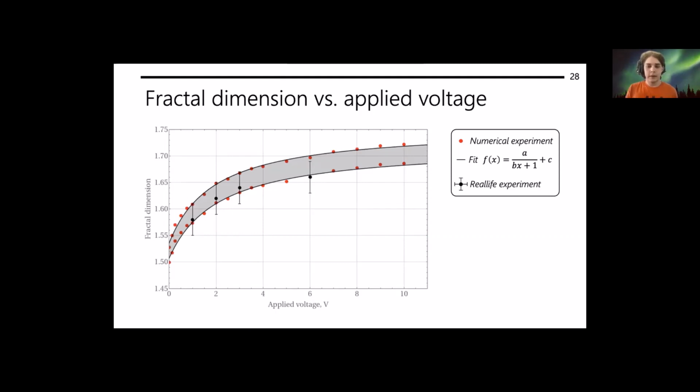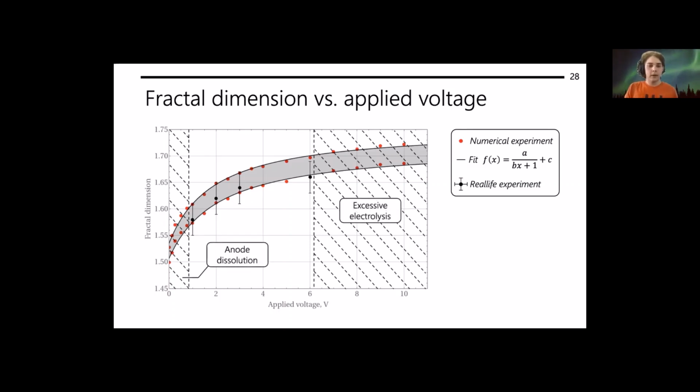You can see that here, as we increase voltage, the fractal dimension approaches some value. And if you remember, it's because the ratio of the diffusion term to the migration term is shifted into the migration term. But the area of applicability of our theory and experiment is limited, because if the voltage is too high, there will start an excessive electrolysis, and if it's too low, the anode will dissolve because there is not much silver.